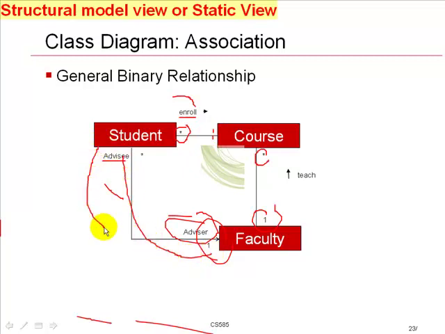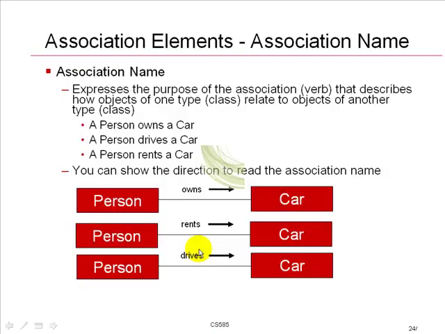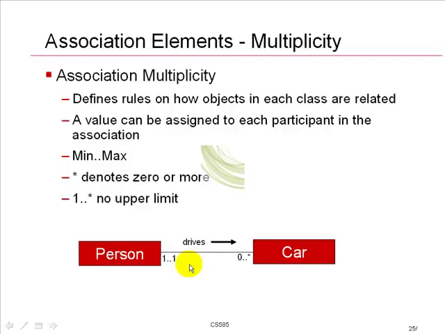However, one student can be advised by one and only one faculty member. So we know now the association name, the reading direction, the association roles, the role a class plays in an association. Other examples, what you see here, a person and a car. A person can own a car, rent a car, or drive a car. So the name could be different. It depends on the context that you are working with.